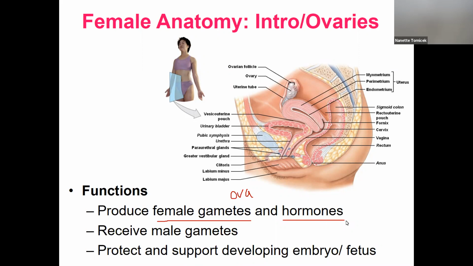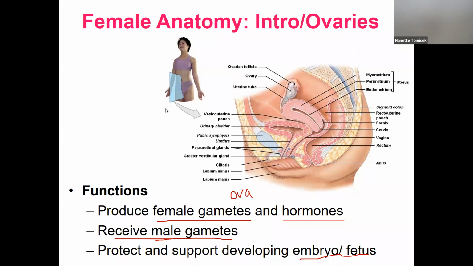Now, the female system is a little bit more complex than the male in that the female also has the job of receiving the male gametes. We'll talk about that in the fertilization lesson. It also has the role of protecting and supporting the developing embryo and fetus. That will be covered in the pregnancy and gestation lectures.